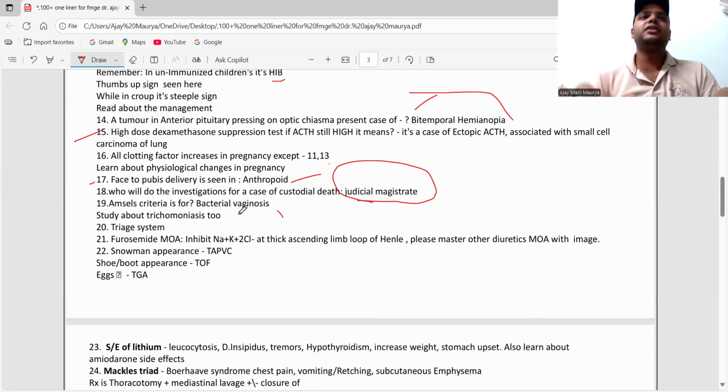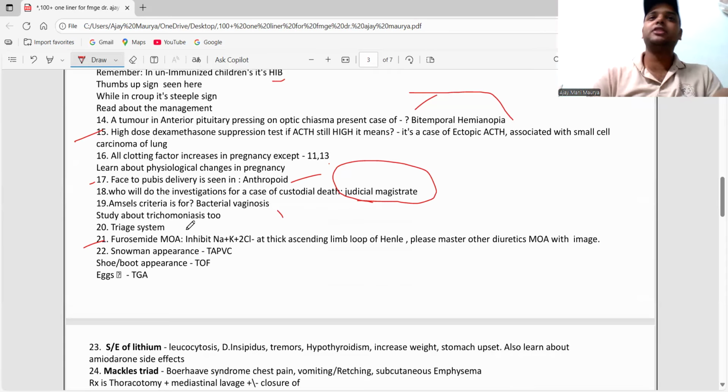The next one is the TRASH system: red, yellow, green. I think you know about that one. Then next one, furosemide. What is the mechanism of action? It inhibits the sodium-potassium-2-chloride cotransporter at the thick ascending limb of the loop of Henle. And also, guys, please master all the diuretics.